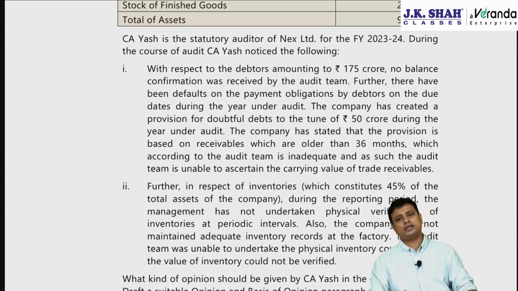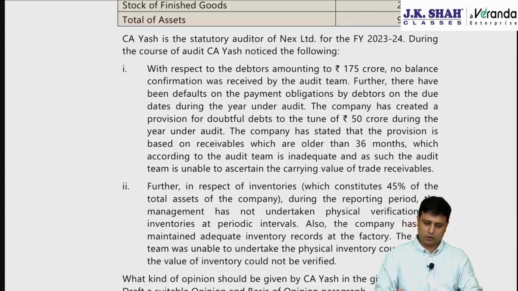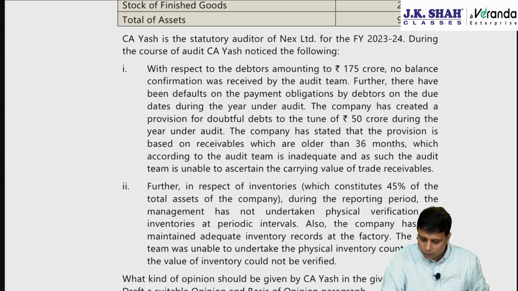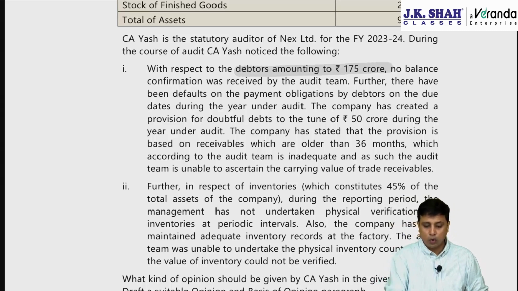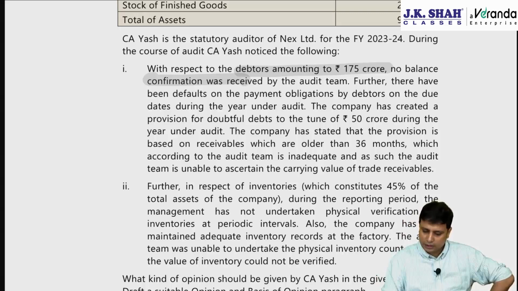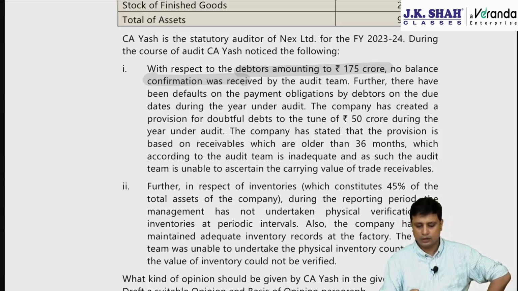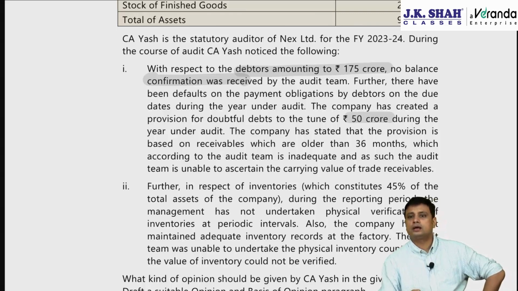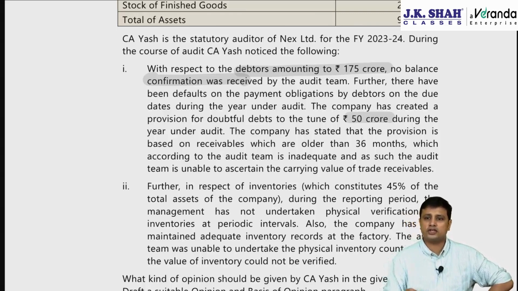During the course of audit, C.A. Yash noticed the following. With respect to the debtors amounting 175 crore, no confirmation was received by the audit team. Further, there have been default on the payment obligation by the debtors on the due date under audit. Company has created a provision to the tune of 50 crores during the year. Company has stated that provision is based on receivable which are older than 36 months.